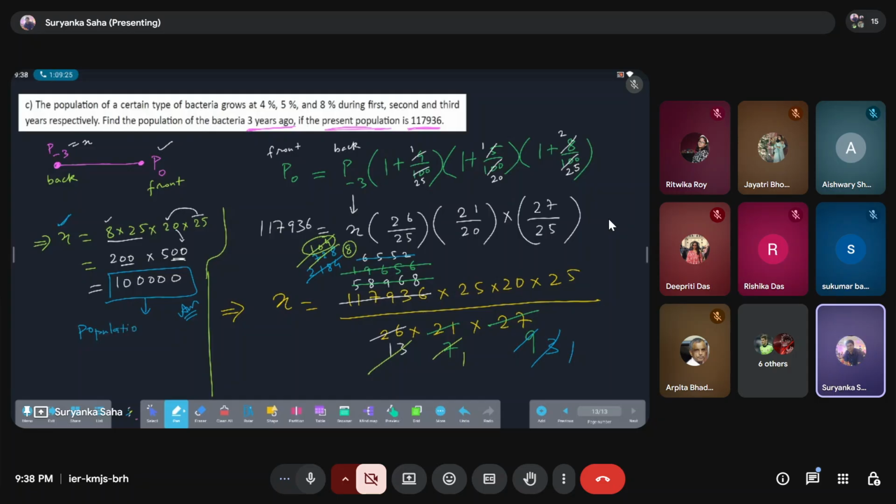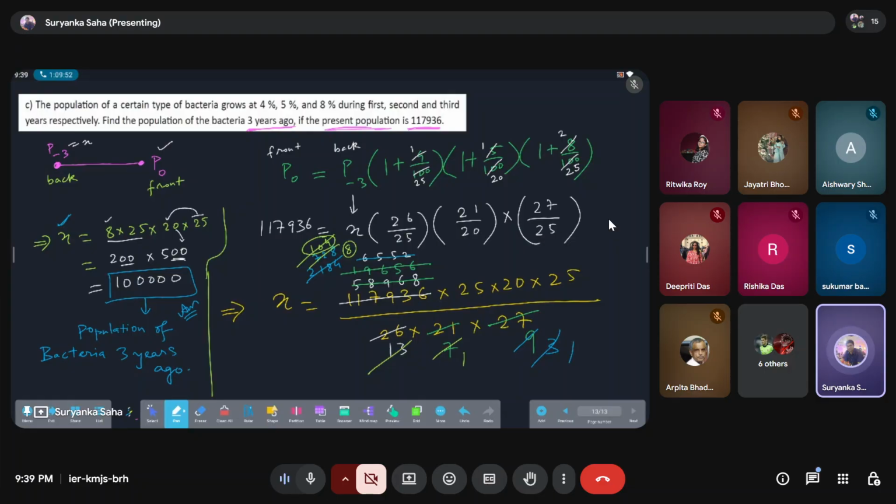Population of bacteria 3 years ago. I hope it is clear. It's a big calculation, but it will cut. I created this question in such a way that you will get a good number. This is my adjustment. Okay, chalo. I hope this question is clear. Everyone clear? So we'll go on to the next question.